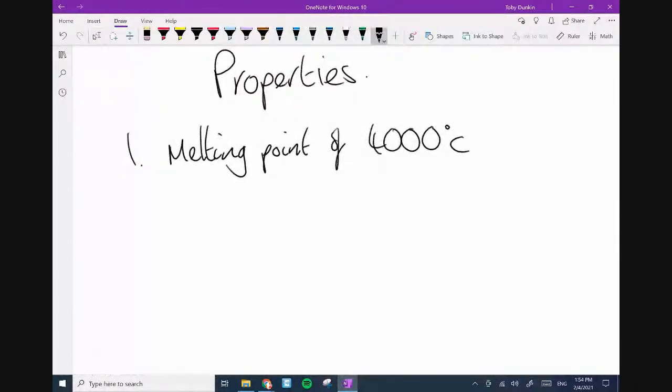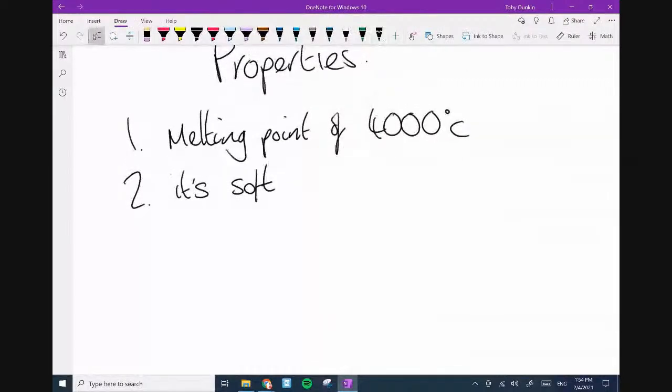Number 2 is it's soft. Now, isn't that weird? That's strange, because if you've got a melting point of 4,000 degrees Celsius, you would expect it to be incredibly hard, but graphite has a very odd property of being soft, hence why we use it in pencils, which is kind of nice. Number 3, it conducts electricity.